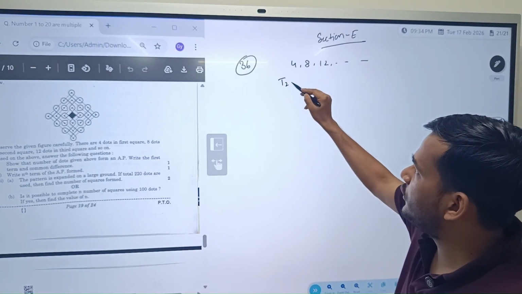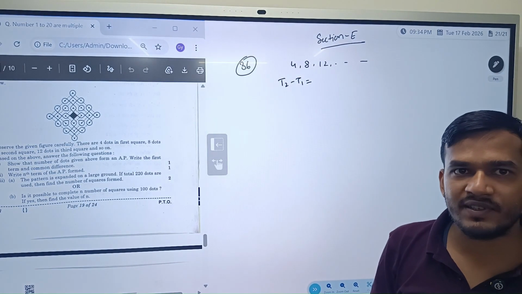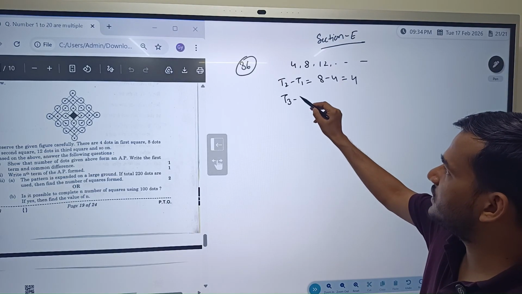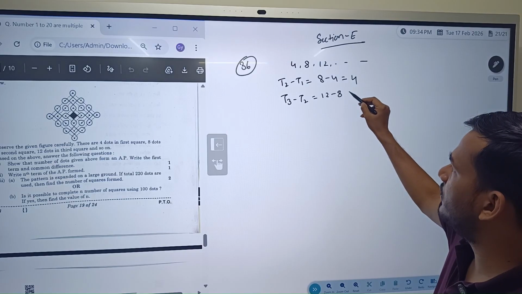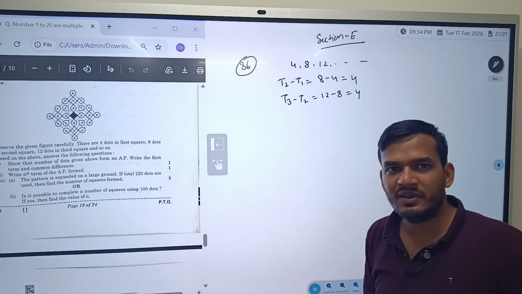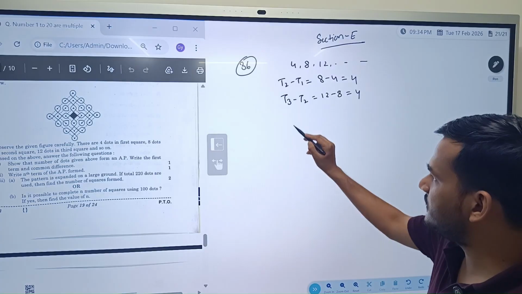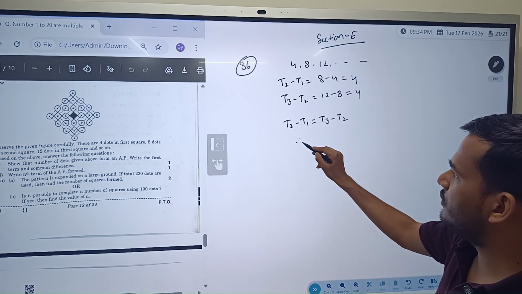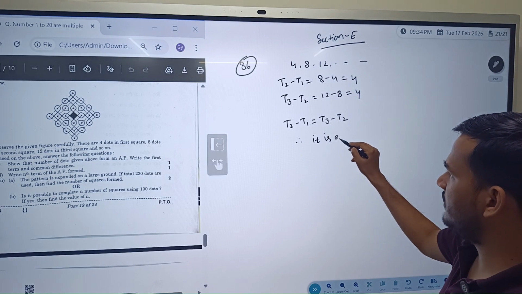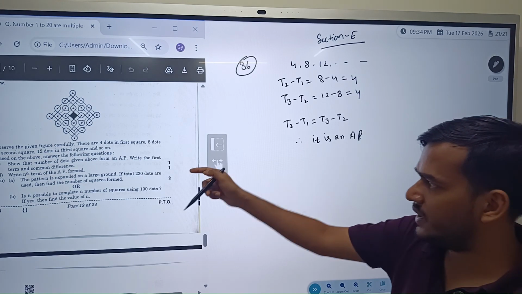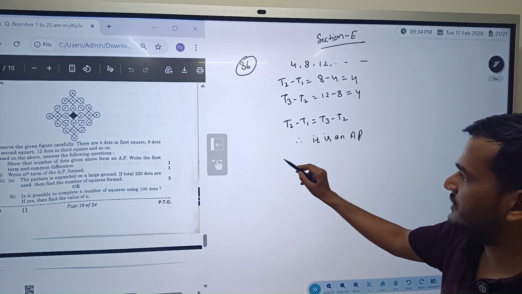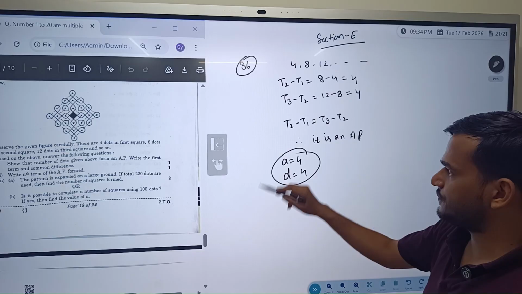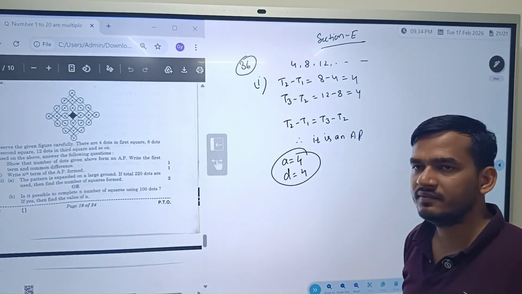So if you do T2 minus T1, second term minus first term, this is equal to 8 minus 4, 4. Third minus second term, 12 minus 8, equal to 4. So T2 minus T1 is equal to T3 minus T2. That means common difference is equal. Therefore, it is an AP. That was the first part. Also, we have to find the first term and common difference. First term is 4. Common difference is also 4. This is the first part.